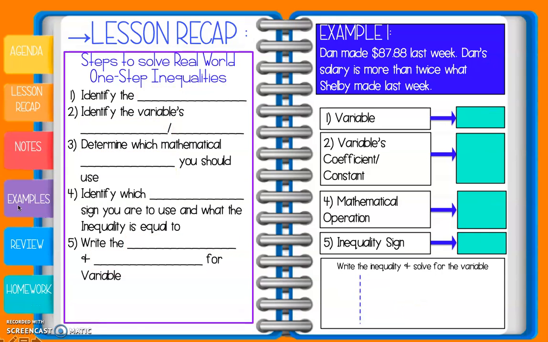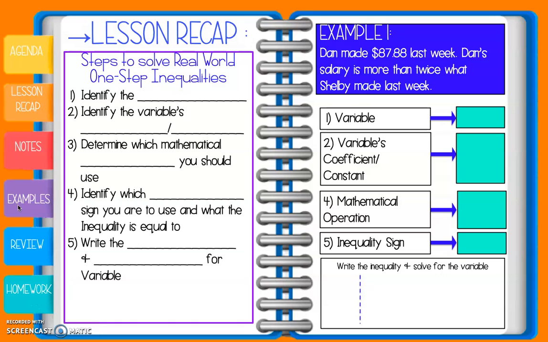All right, guys, today we talked about writing and solving real world inequalities. So it's going to look really similar to writing and solving real world equations. However, now we have an inequality symbol and we have a graph of our solution set at the bottom.